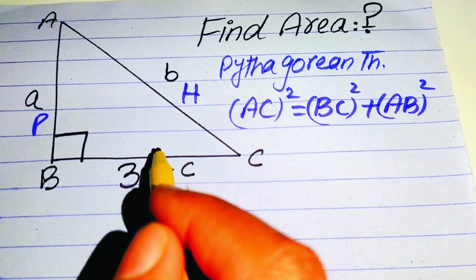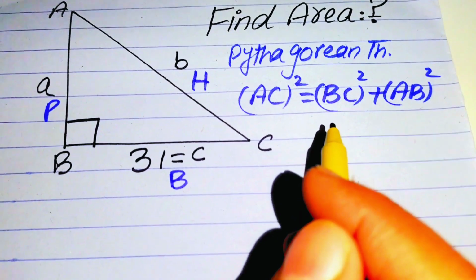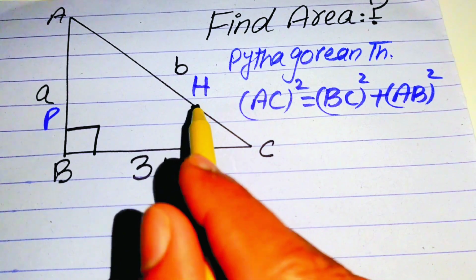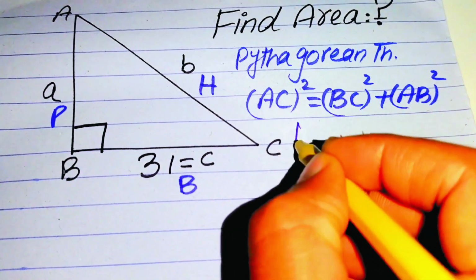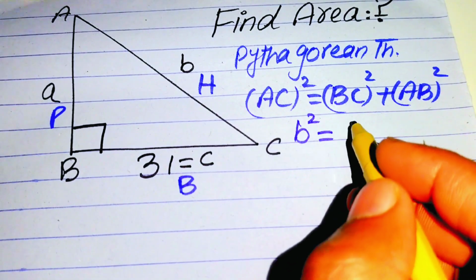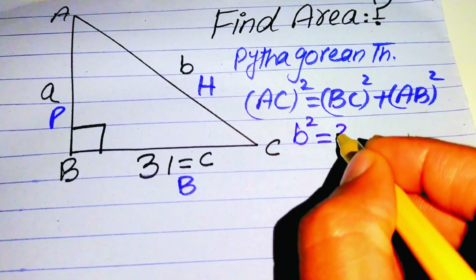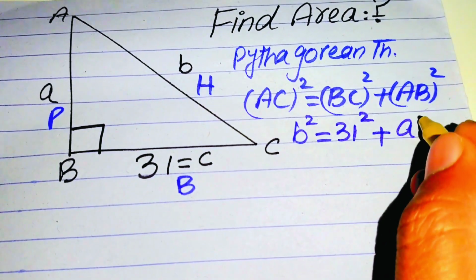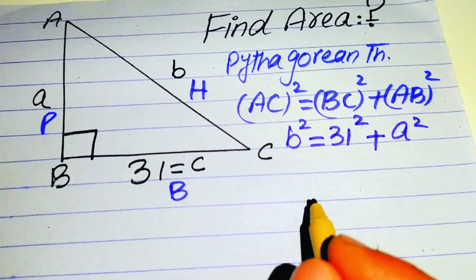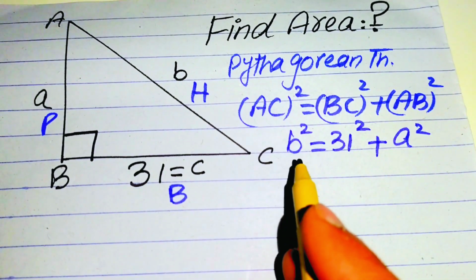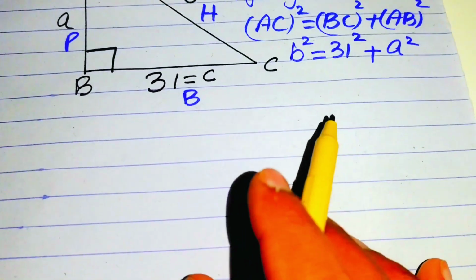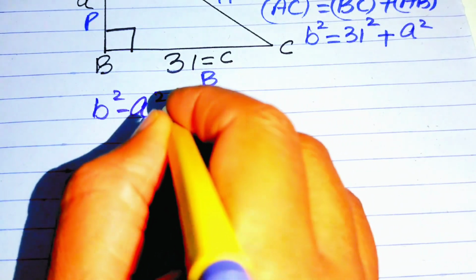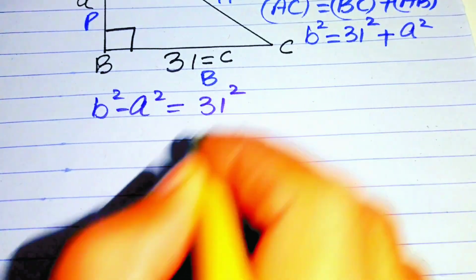Now we put all these values in this equation. We have AC equals b, so we write b square equals BC square, and the value of BC is 31, so it equals 31 square plus the value of AB, which is a square. In the next step we move this a square to the left hand side, and it is written as b square minus a square equals 31 square.